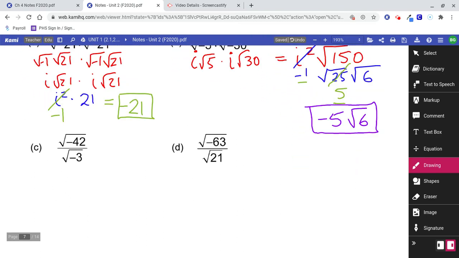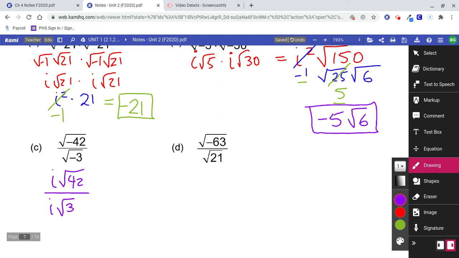Part C, again, it's tempting to just cancel out those negatives, and sometimes that works and sometimes it doesn't, but it's kind of tricky. I would advise you to not just cancel out the negatives first. You've got i times the square root of 42, and you've got i times the square root of 3. Okay, so those i's actually do cancel out. When it was i times i, it was i squared, but i divided by i, we can cancel out.